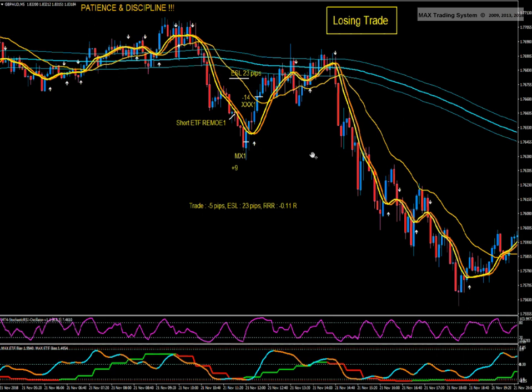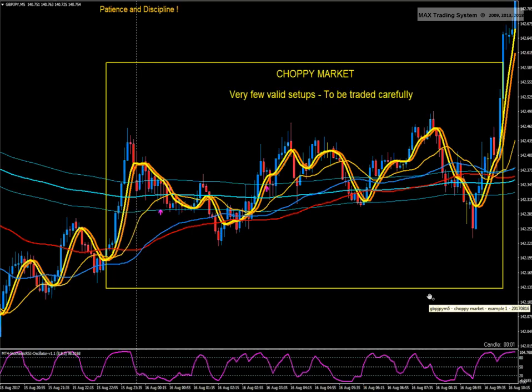And another great advantage of the MAX is we have criteria to recognize when the price is in a choppy mode. When we are in a choppy market, we simply don't trade. Or if we have a valid entry setup and we decide to trade it, we have to trade it in a very specific way we teach in our course.